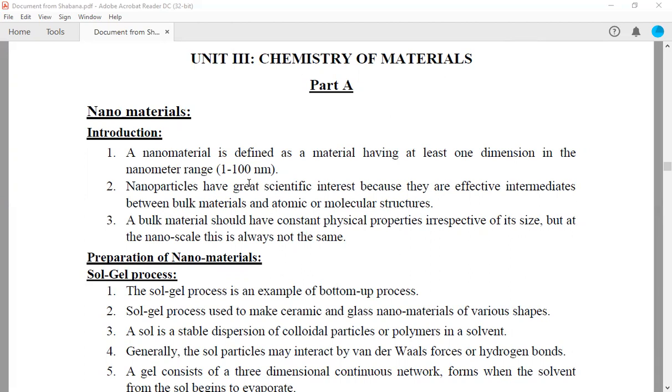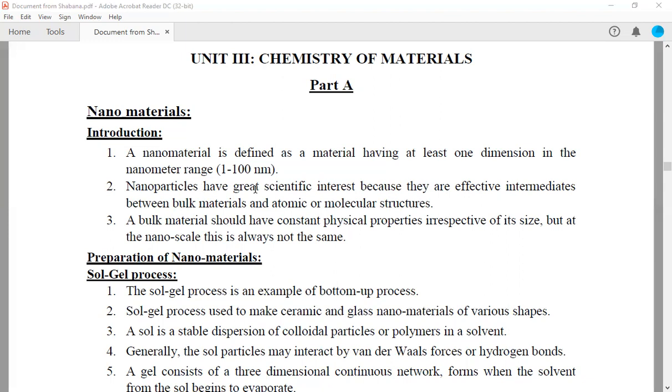A nanometer, one billionth, that is 10 power minus 9 of a meter, is the unit of measurement. 1 meter is equal to 39 inches or 3 feet. 1 by 100 of a meter is called centimeter, and 1 by 1,000 of a meter is called millimeter, and 1 by 10 lakhs of a meter is called micron or micrometer, which is the scale of most integrated circuits and micro electromechanical systems. Overall, a nanomaterial is defined as a material having at least one dimension in the nanometer range, that is 1 to 100 nanometers.